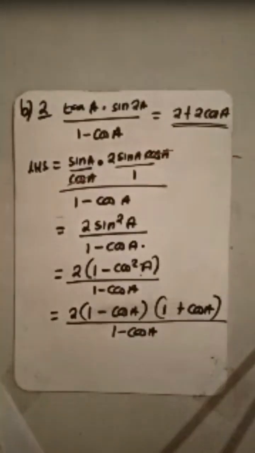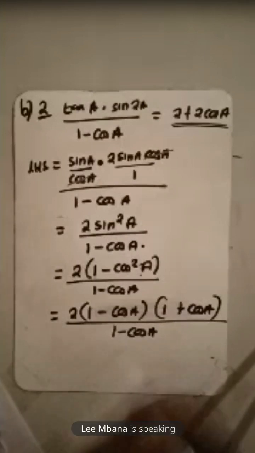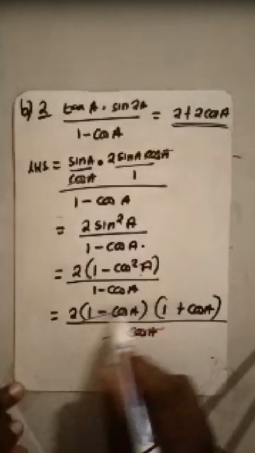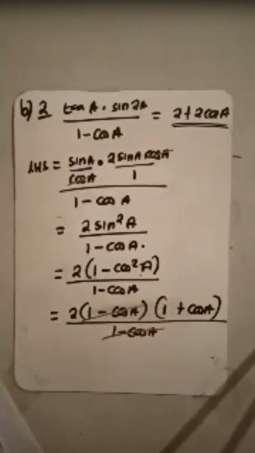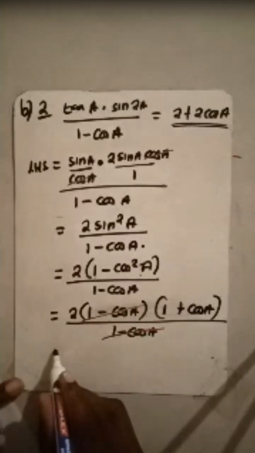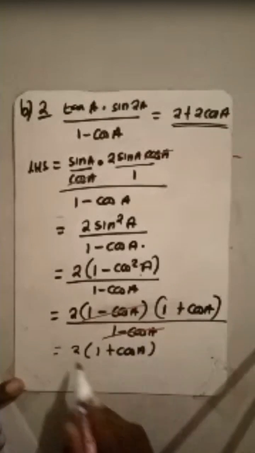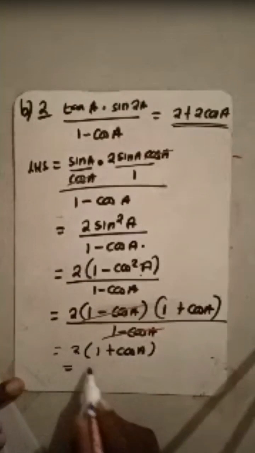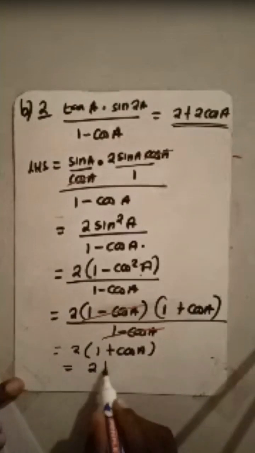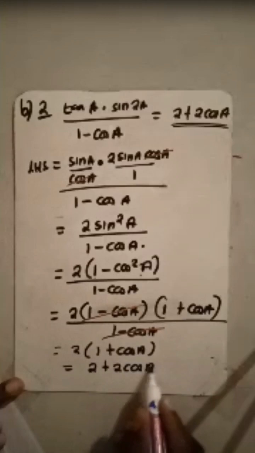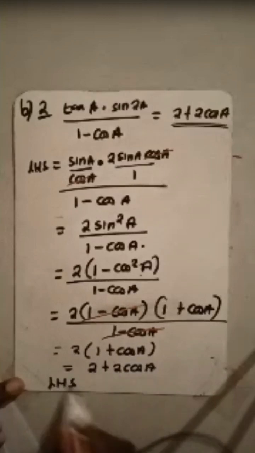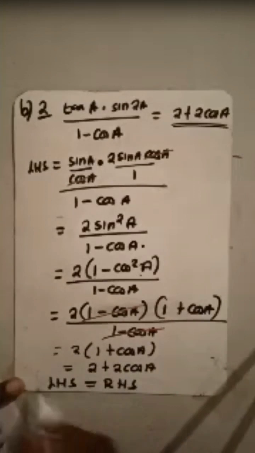Is there anything that is going to cancel, guys? Any common factors? 1 minus cos A. Yes, this one and this one. Bye-bye. So what are we left with? Now we are left with 2, then in brackets, 1 plus cos A. Then 2 times 1 is 2, and 2 times cos A is 2 cos A. Then we can see that the left-hand side is equal to the right-hand side.